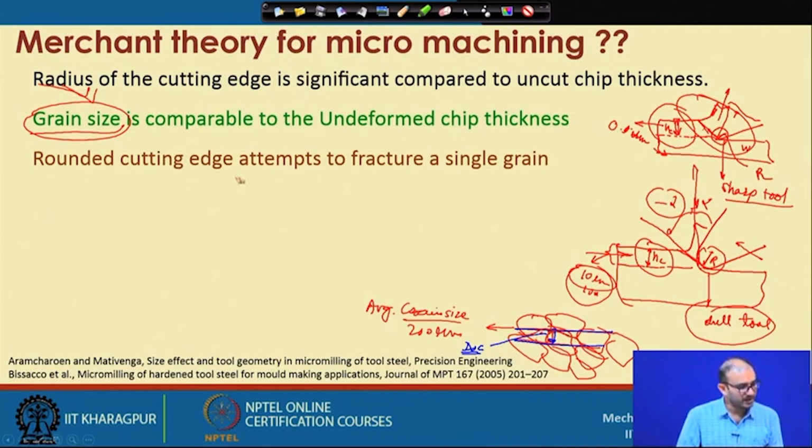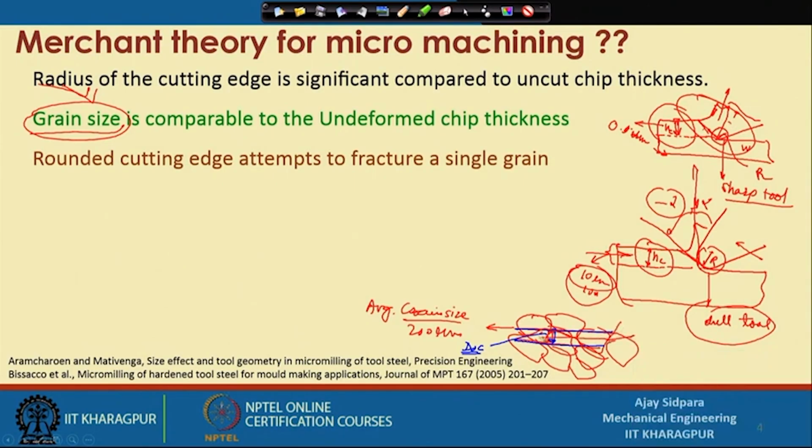Then the rounded cutting edge attempts to fracture a single grain. That is what is happening here, because if you are using a sharp tool, there is a chance that it will cut the material, since you have velocity and sharpness, both. So, it can pierce very easily, but now we know that our tool is dull.